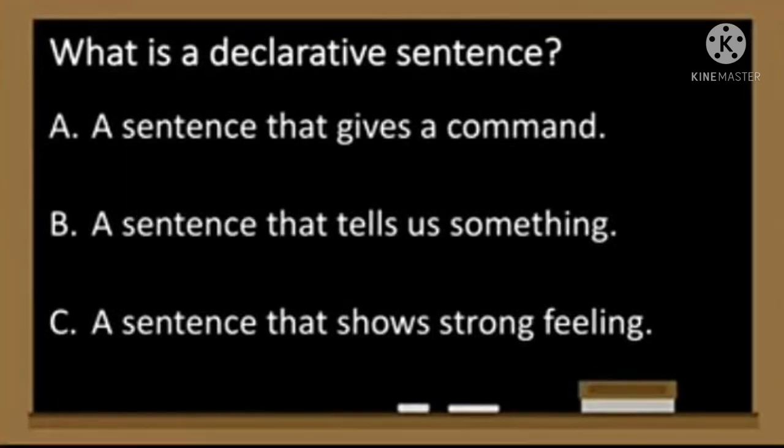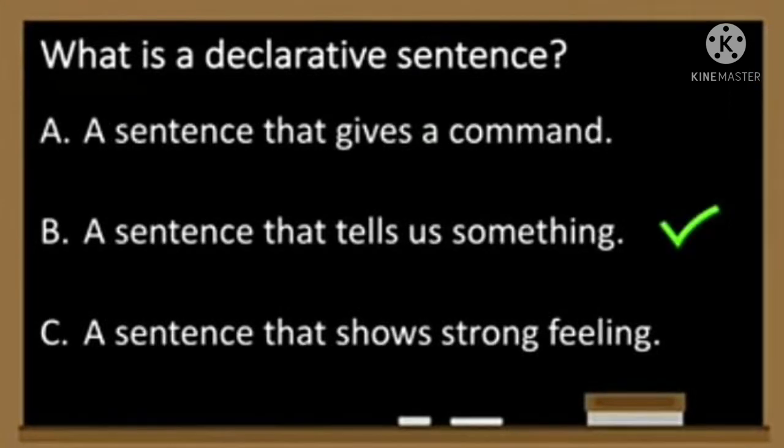Then, next one. What is a declarative sentence? Options. A sentence that gives a command, a sentence that tells us something, a sentence that shows strong feeling. Dear ones, can you tell me the right answer? Yeah, option B. A sentence that tells us something.